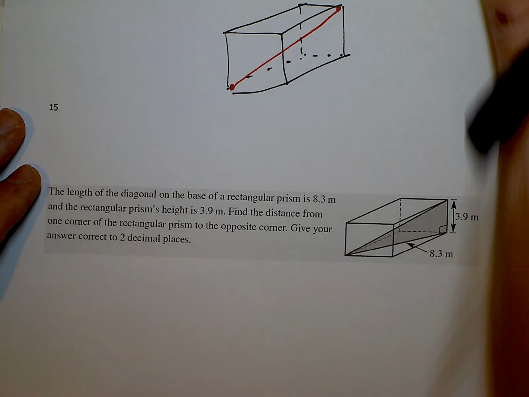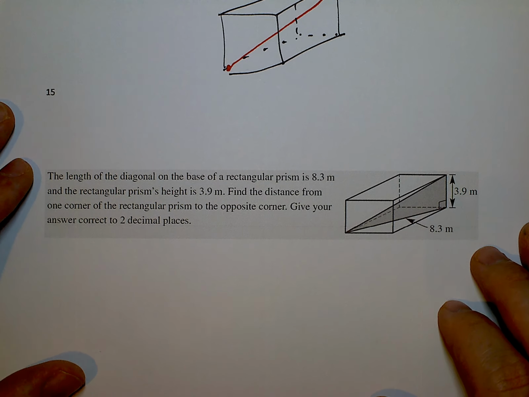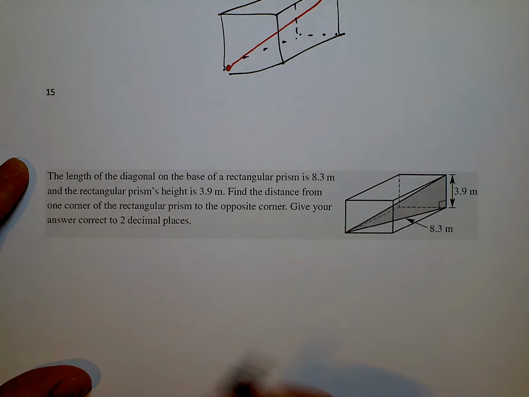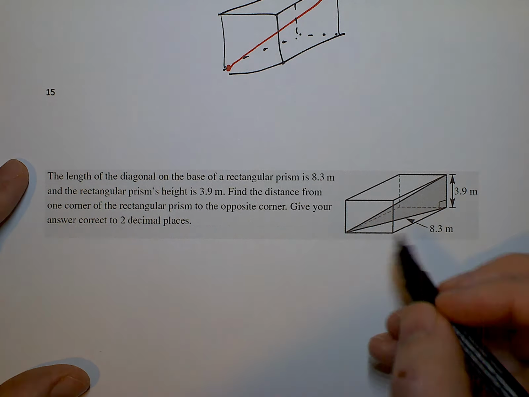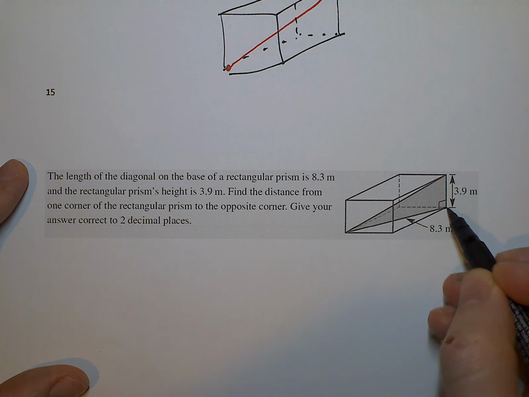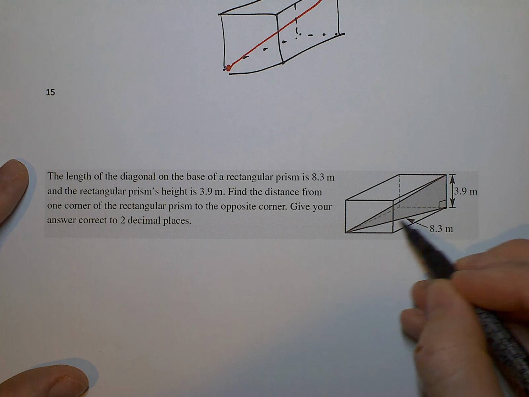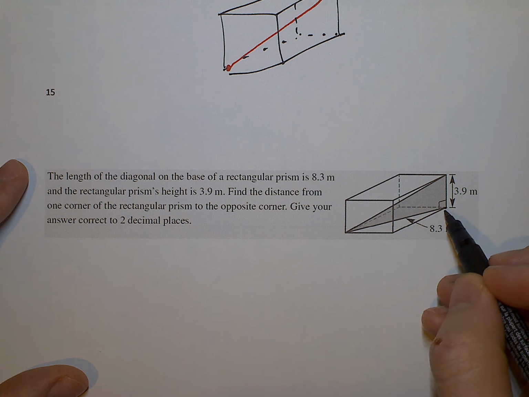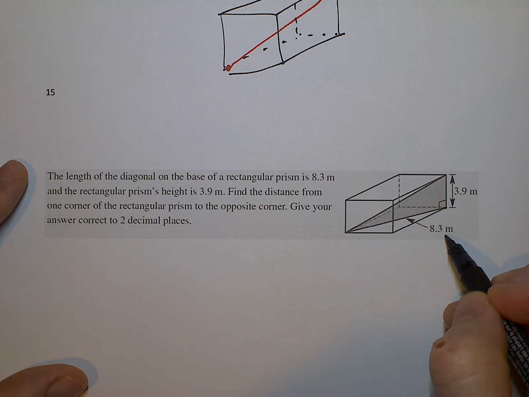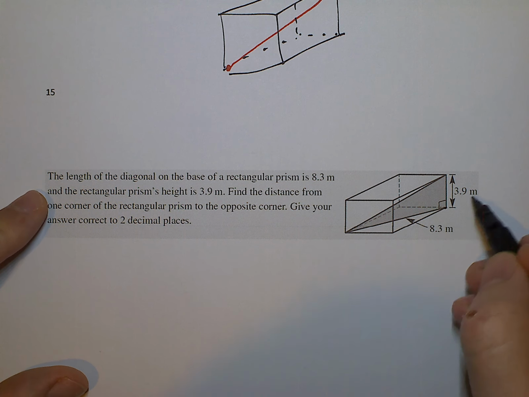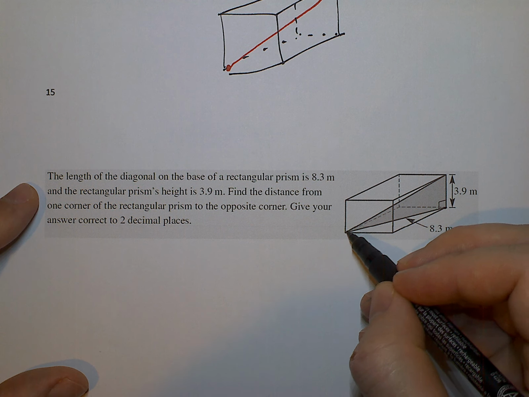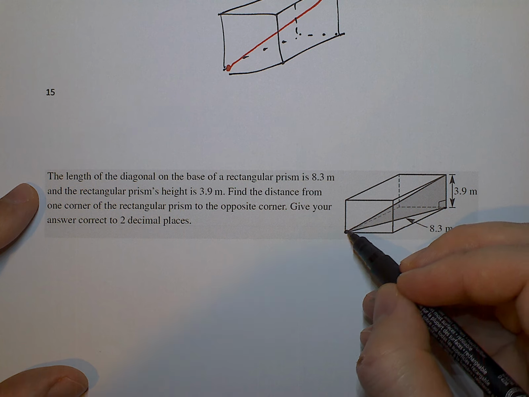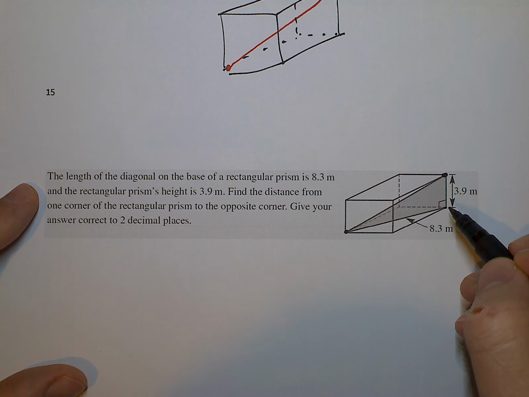The best way of doing it, I think, is just by looking at an example. The length of a diagonal on the base of a rectangular prism is 8.3 meters. So from this corner to this corner, that rectangle has a diagonal of 8.3 meters. And the rectangular prism's height is 3.9 meters. Find the distance from one corner here to the prism's opposite corner here, and give your answer correct to 2 decimal places.